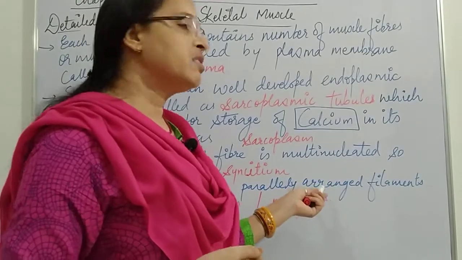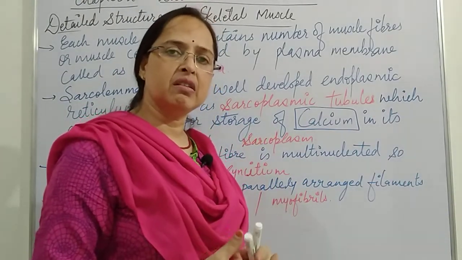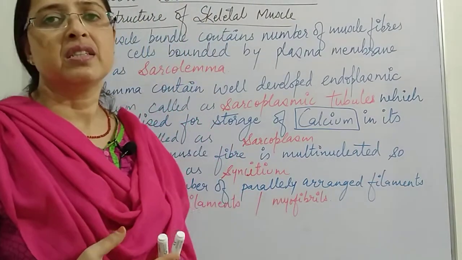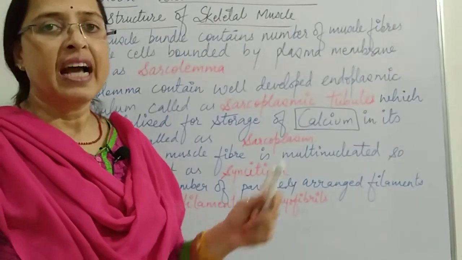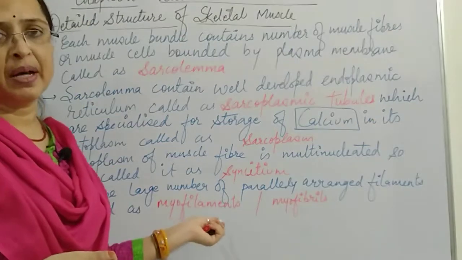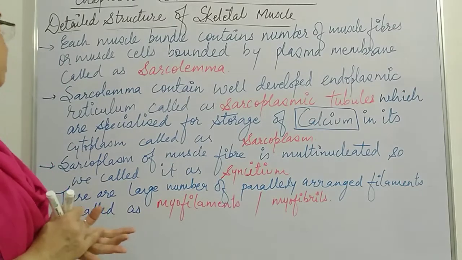Okay, so these filaments, there are many fine filaments present in the muscle cell, and these filaments in the muscle cells are arranged parallel to each other. These filaments are called myofibrils or myofilaments. So just have a look over here once again.